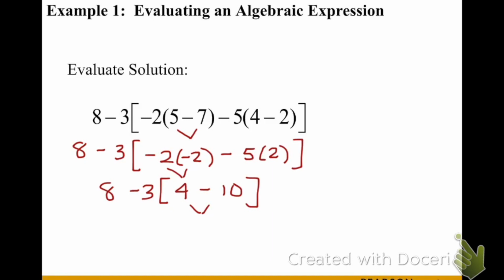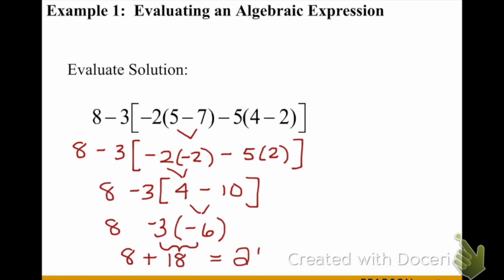If we do that 4 minus 10, we get our -6, and I rewrote that as parentheses, but you can leave it as a bracket if you'd like. And then we're going to go ahead and bring down the -3 and the 8. Oops, that's a little bit of a mistake there. Should just be one negative. And so if we take that -3 times -6, we get a +18. We take that +18 plus 8, we get a +26.